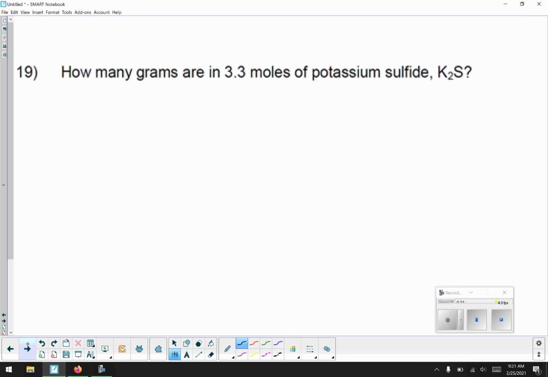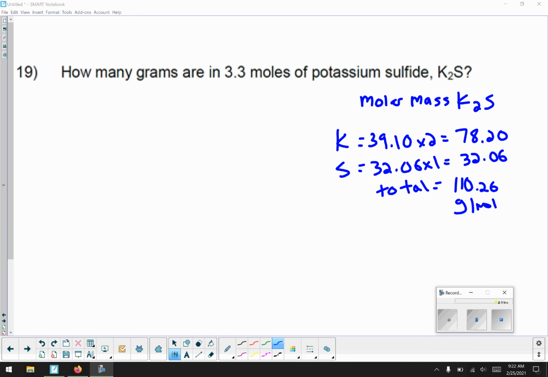How many grams are there in 3.3 moles of potassium sulfide, K2S? So again, we're just going to have to figure out the molar mass of potassium sulfide before we do anything else. So I'm going to do that and come back. So I figured out the molar mass of potassium sulfide. It's 110.26 grams per mole, as you can see here. And that's what's going to be my conversion factor.